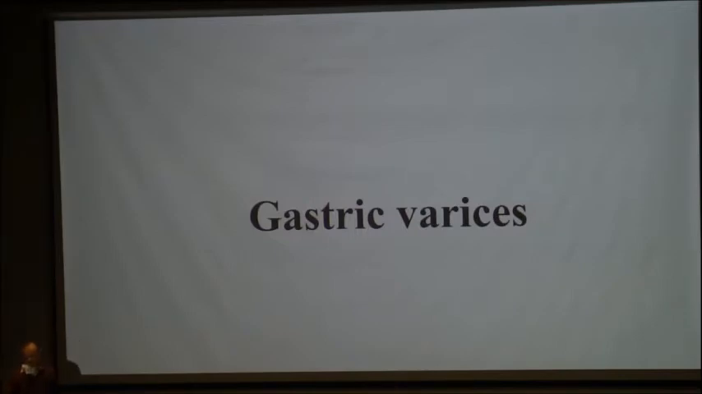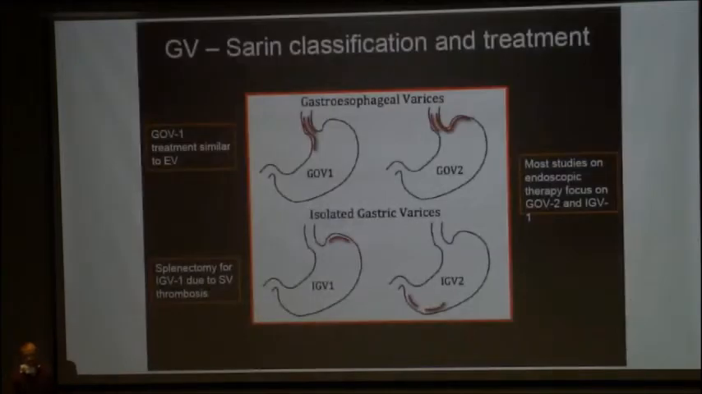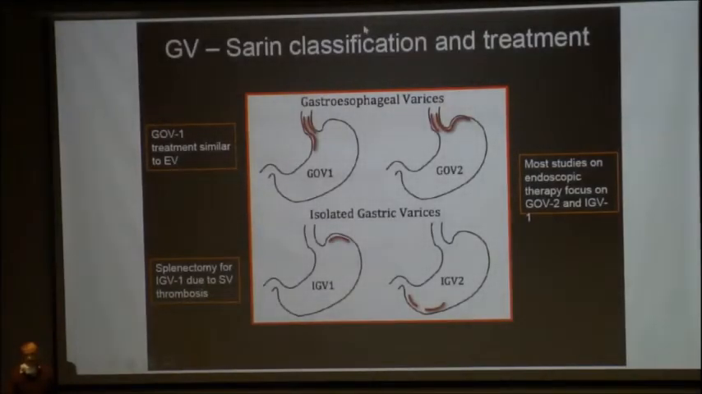Now coming to gastric varices, where EUS holds a lot of potential. Everyone knows the Sarin classification, which is followed worldwide. Most of the studies have focused on GOV2 and IGV1 because they are more difficult to treat endoscopically.